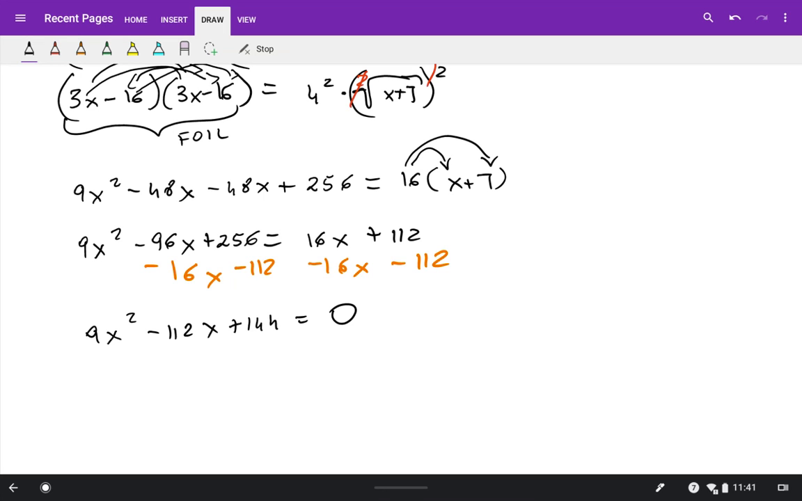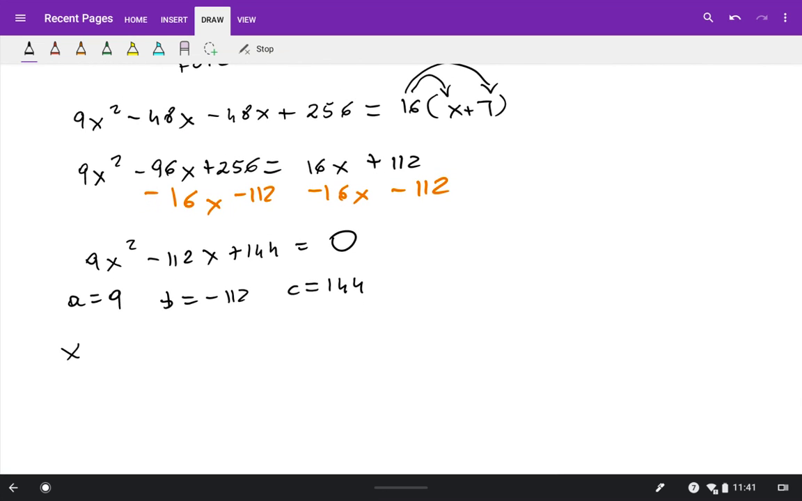Let me think. 144, if we can reduce it. Can divide by 3. 112 divide by 9, no, 112 divide by 3. We cannot really reduce it. Okay, so next I'm going to solve it. I'm not sure if we can factor that, so I'm going to solve this quadratic equation with the quadratic formula. A is equal to 9, B is equal to negative 112, C is equal to 144.